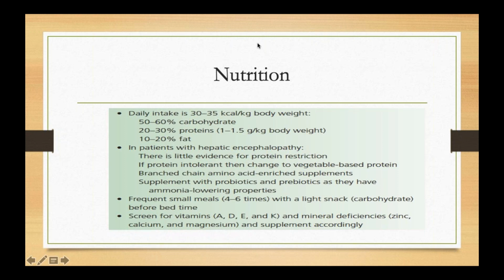You have to take care of the nutrition in these patients. You have to give adequate amount of carbohydrate and protein. Whenever the patient has hepatic encephalopathy, many people decrease the protein intake, but that in turn decreases the nutrition and causes other problems. So better to continue with your casein based or vegetable based protein. You can give branched chain amino acids and frequent small meals.